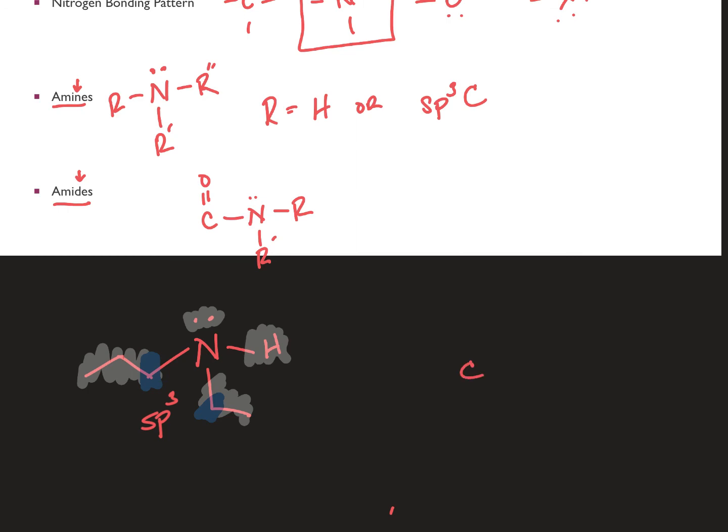An example of an amide. Here we have the nitrogen with the lone pair. It's attached to the 2 R groups, one of which is a hydrogen, one of which is an sp3 carbon. And then the third bond of nitrogen is that carbonyl carbon, which then, as we're used to seeing, has the double bond to oxygen. So the key difference there and the easiest thing to see is whether that carbonyl is there or not.